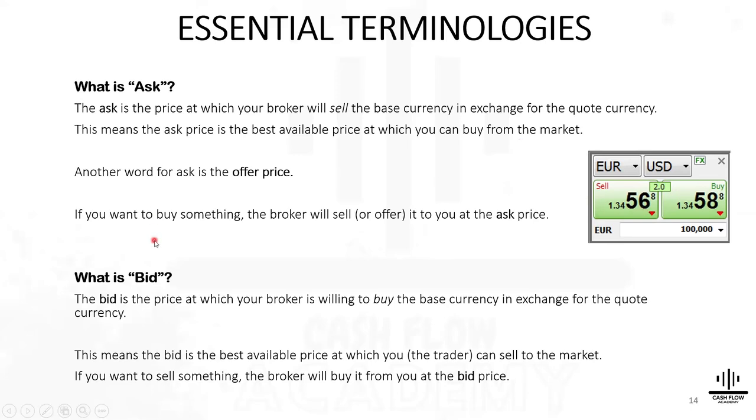Then there's something called the bid. The bid price is the price at which your broker is willing to buy the base currency in exchange for the quote currency. So it is the price at which you can sell, and the price at which your broker can buy it. It's just very, very simple.